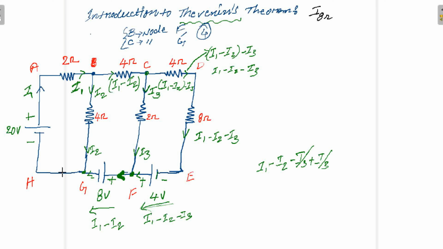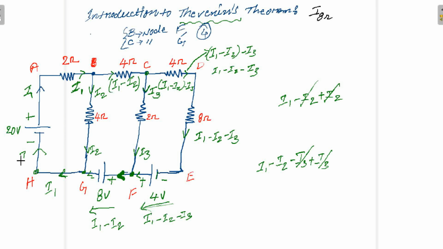And to this point G, we are getting one more current, I1 minus I2. So what will be the current which leaves? The summation I1 minus I2 plus I2. So these two get cancelled. So the current coming out from G is I1, and the same amount of current reaches this point H.